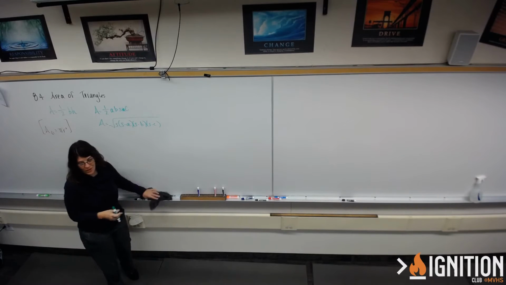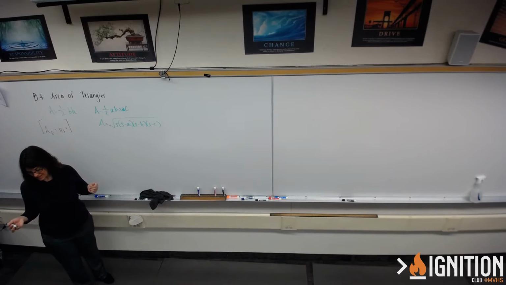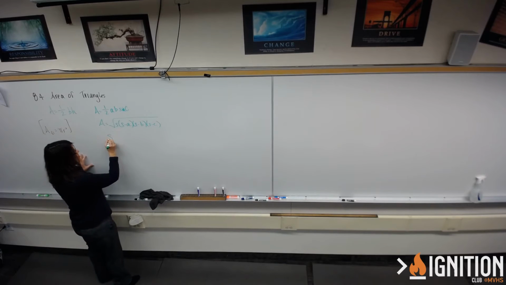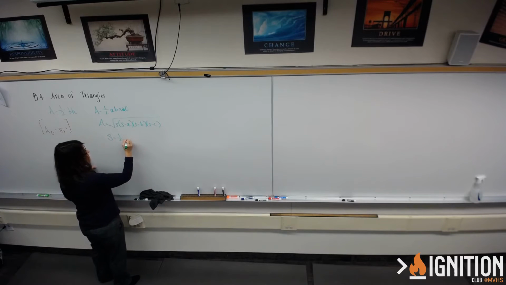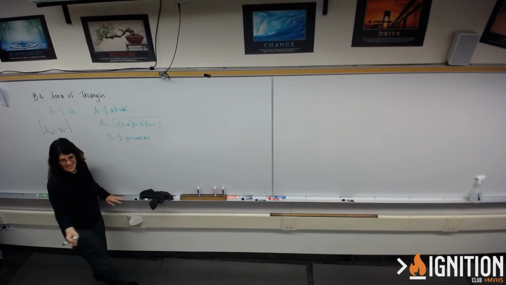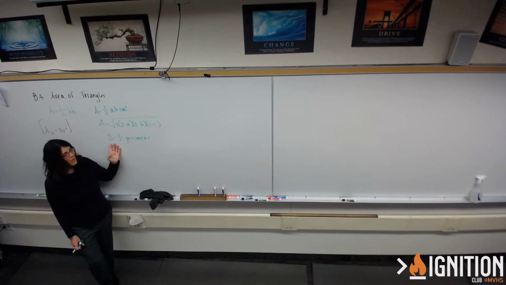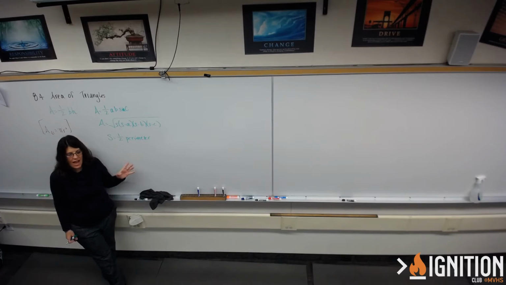First of all, what's S in this formula? What does it represent? Half the perimeter. It's the semi-perimeter. Why do they use S? It's a stupid name for it. S looks like fives for you guys who don't write very nicely.